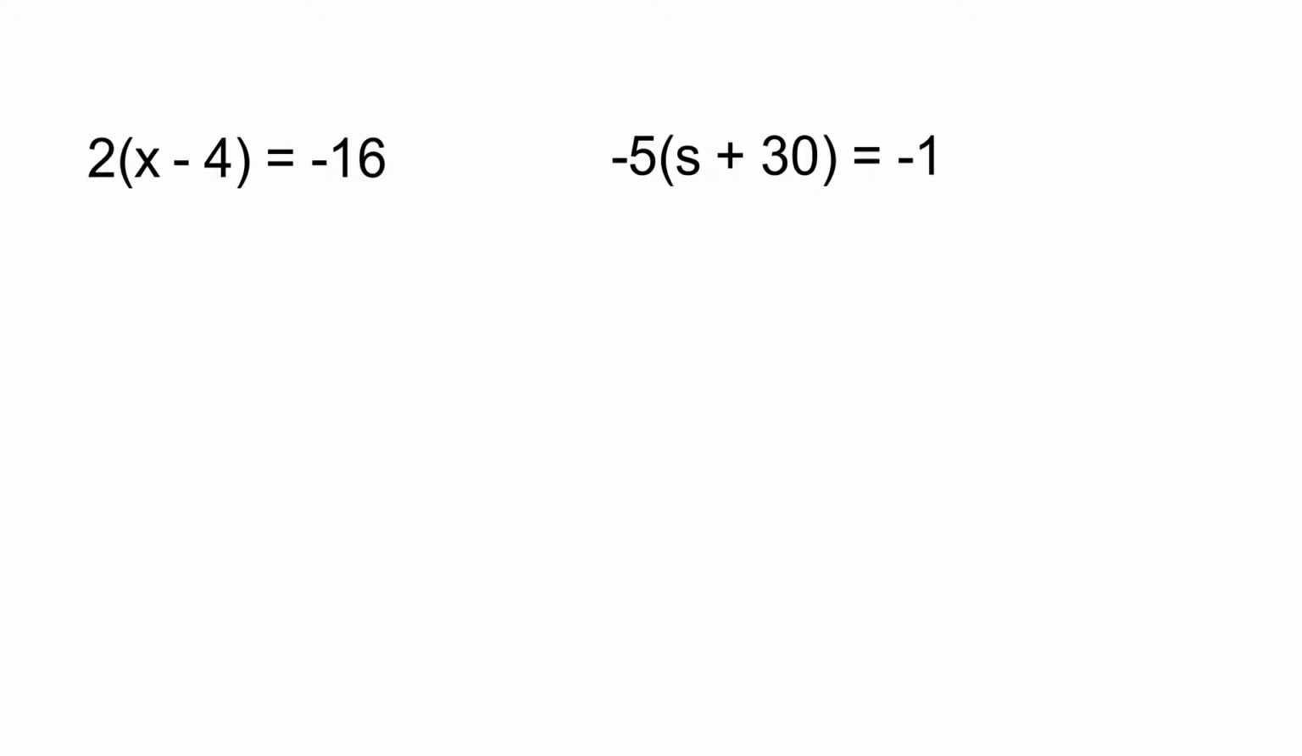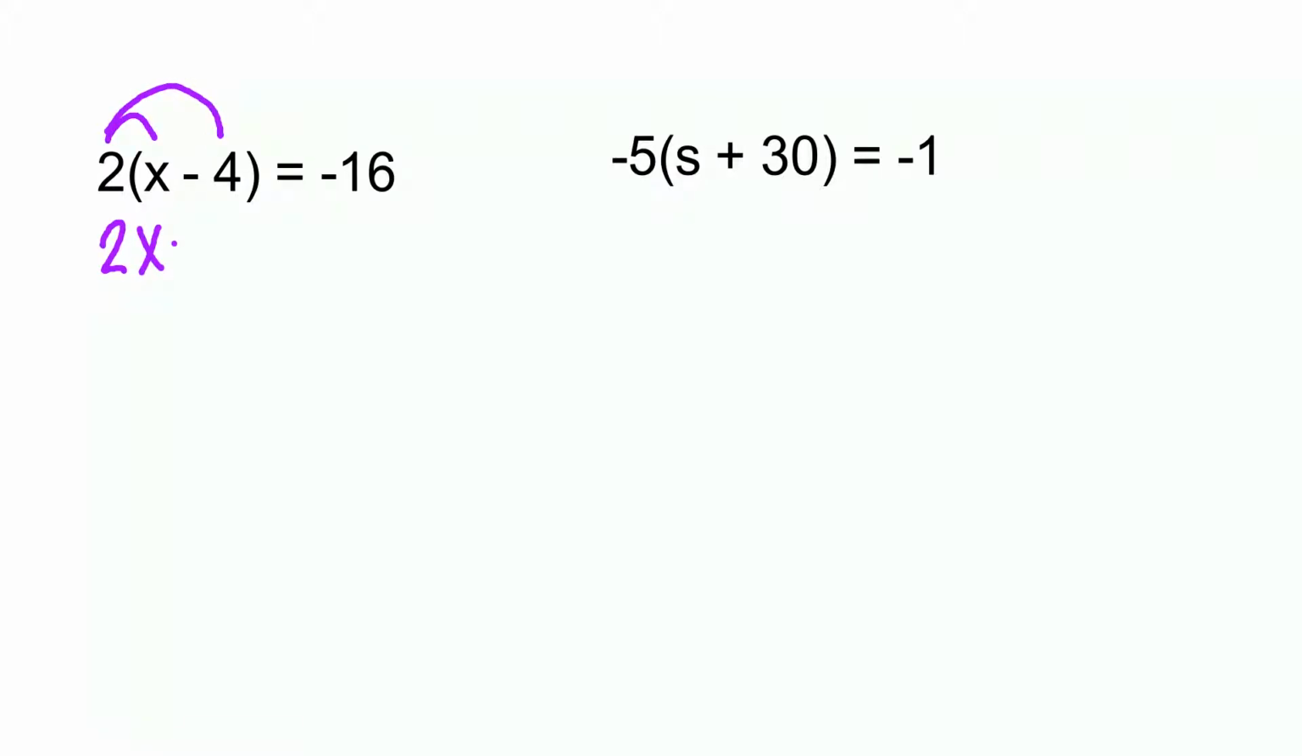So for our first one, we're going to take that 2, oops, I am not on pen mode, sorry. We're going to take that 2 and multiply it by the x, gives us 2x. And then we do that 2 times the negative 4 to give us negative 8. We bring down that equals negative 16 on that side, and all of a sudden all we have now is just a two-step equation, which we've already been working on.